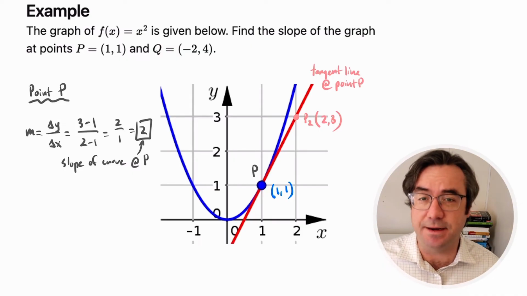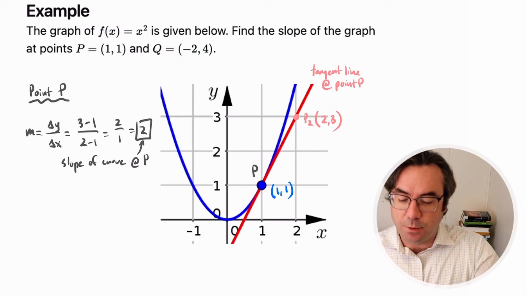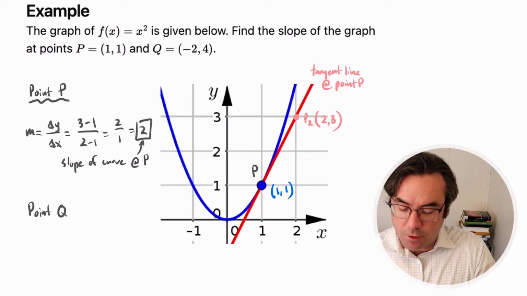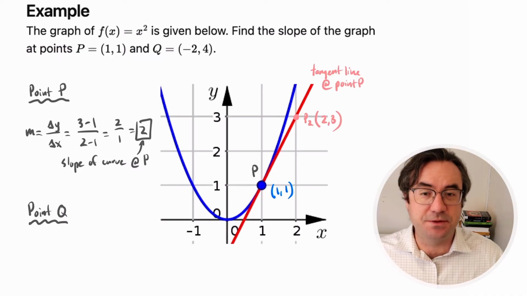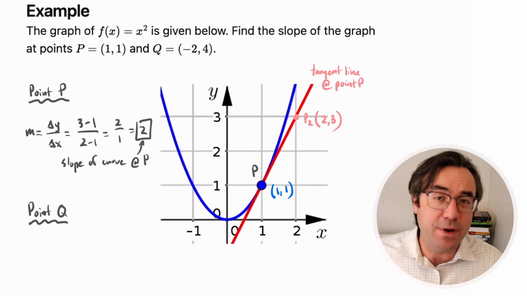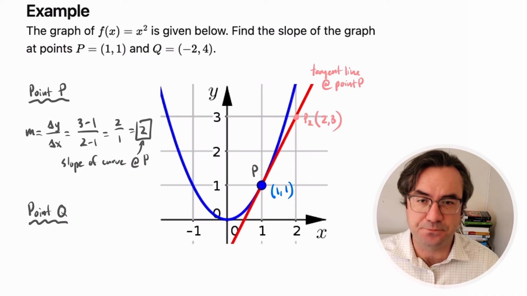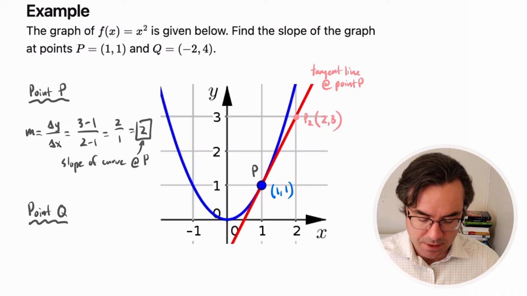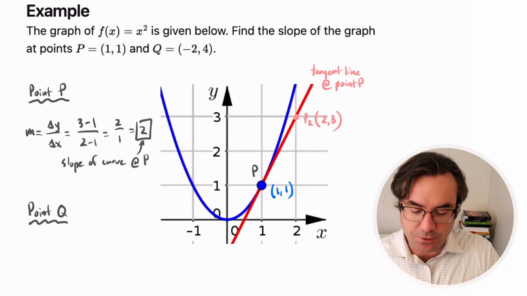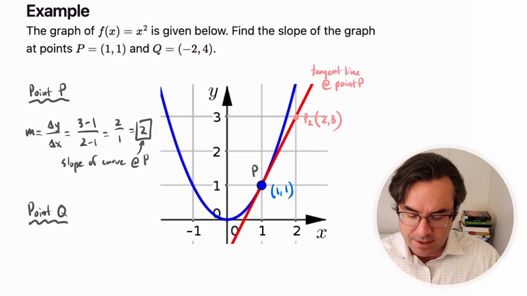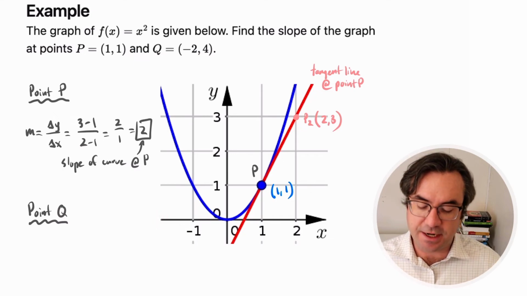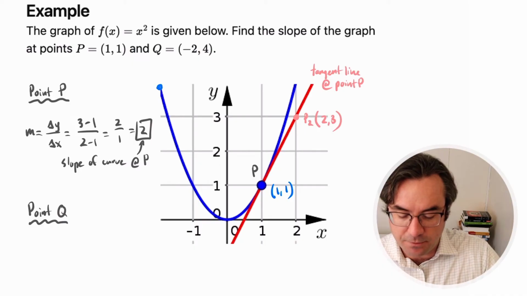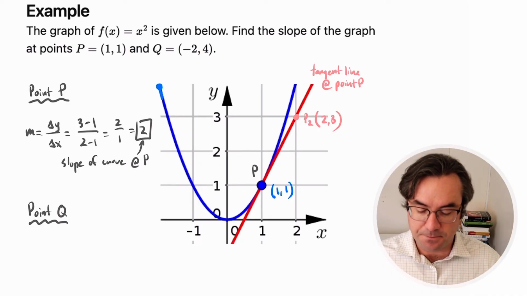All right, so let's try this again. Now we're going to do it for point Q. For point Q, we have to do a little bit more work because point Q is not already plotted for us, and we have to draw in the tangent line for ourselves. So let's look for point Q. The coordinates are -2, 4, and -2 is right here. So we're going to plot our point, which is way up here.